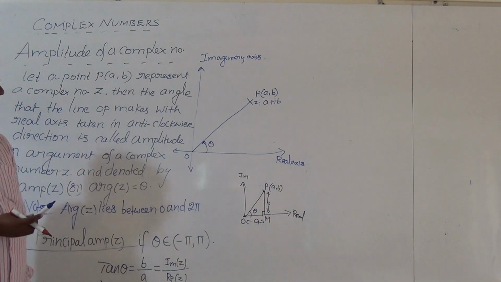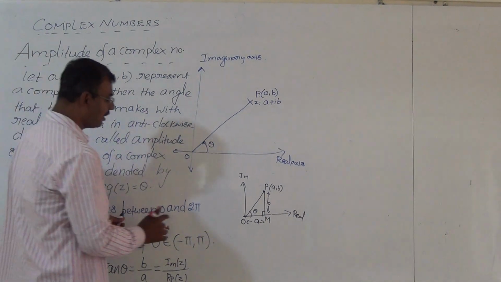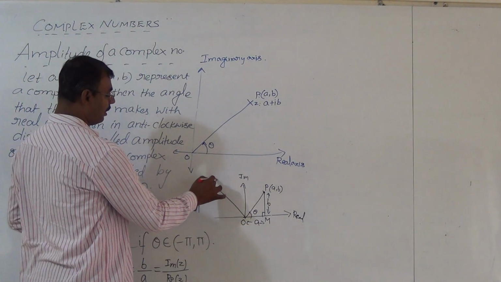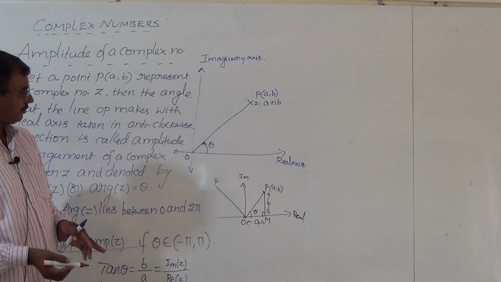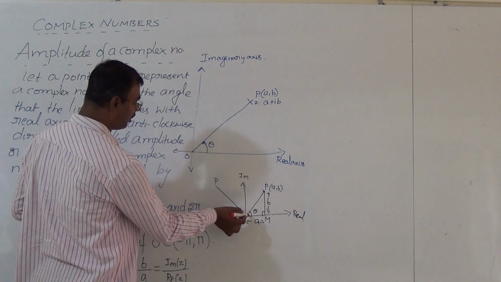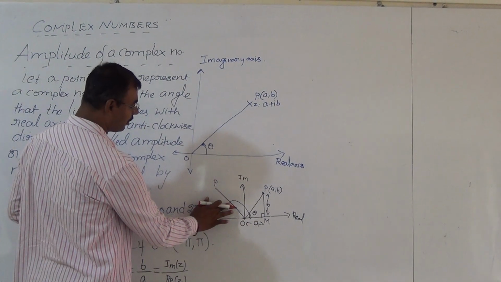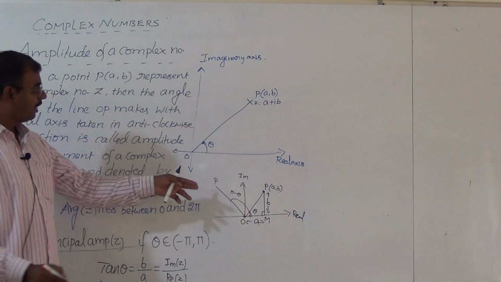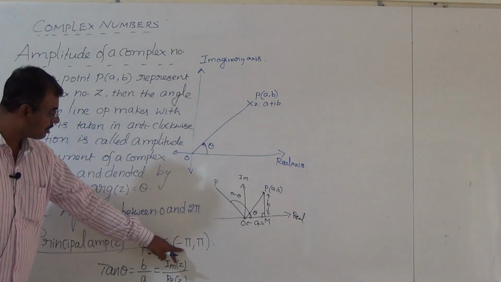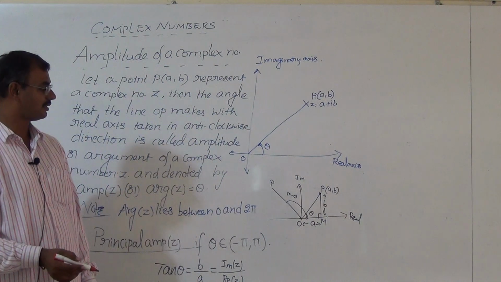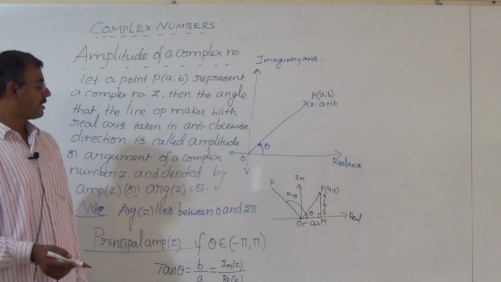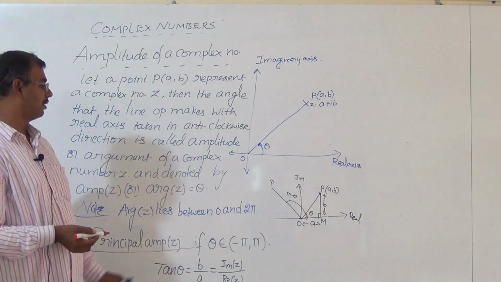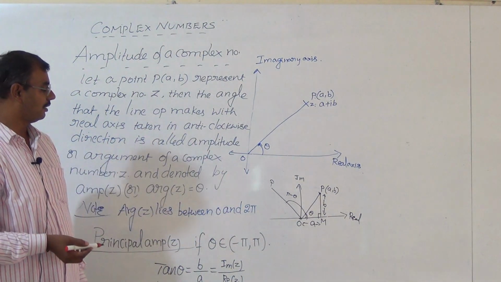If P lies in the second quadrant, observe, this is the point P. What is the angle here? 180 minus theta. Does it lie between minus 180 and plus 180? Yes, it lies in minus pi to pi. So the actual amplitude of z is equal to pi minus theta.